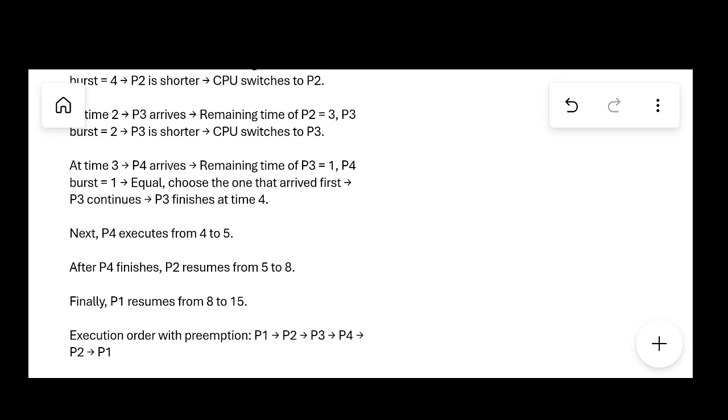So basically, the execution order is P1, then P2, then P3, then P4, then P2, then P1. Meaning the CPU always dynamically adjusts based on which process can finish fastest right now.